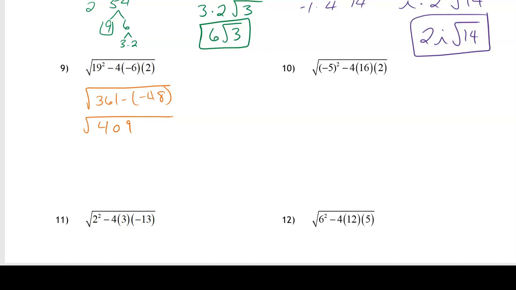Okay. So if we try to factor 409, you'll actually notice that it's a prime number. Nothing divides into 409. So our final answer for number 9 is just going to be the square root of 409. Can't do anything with that.